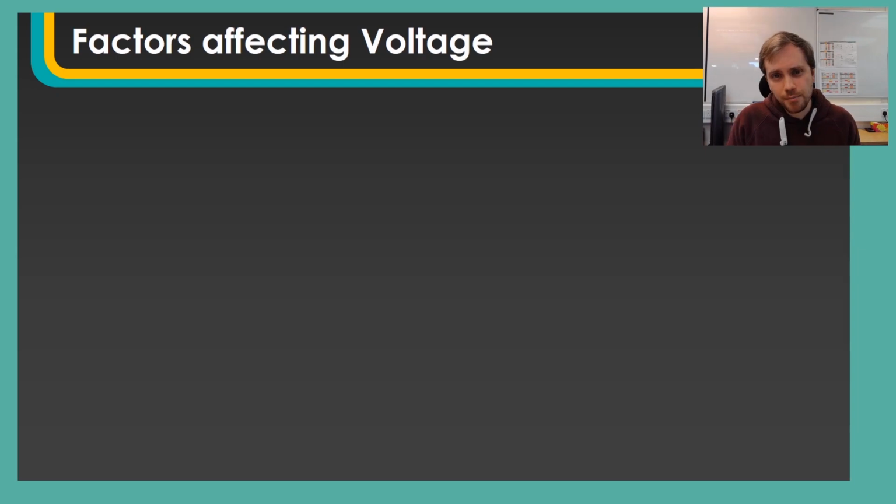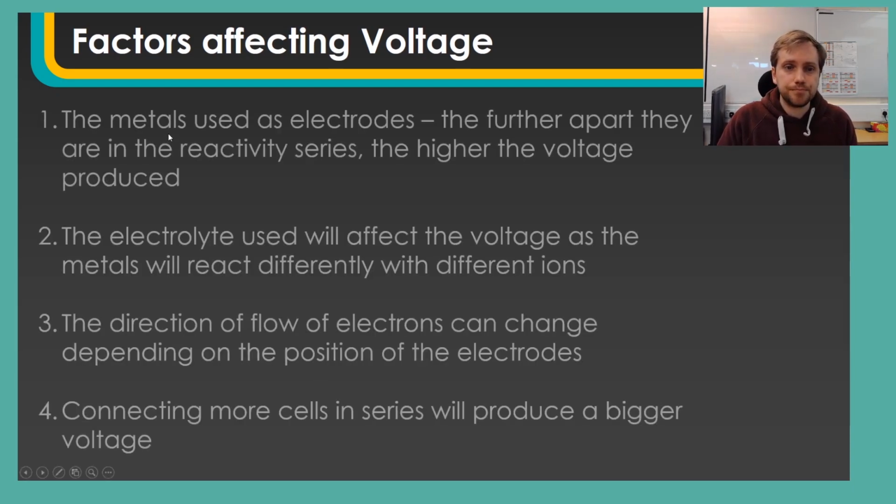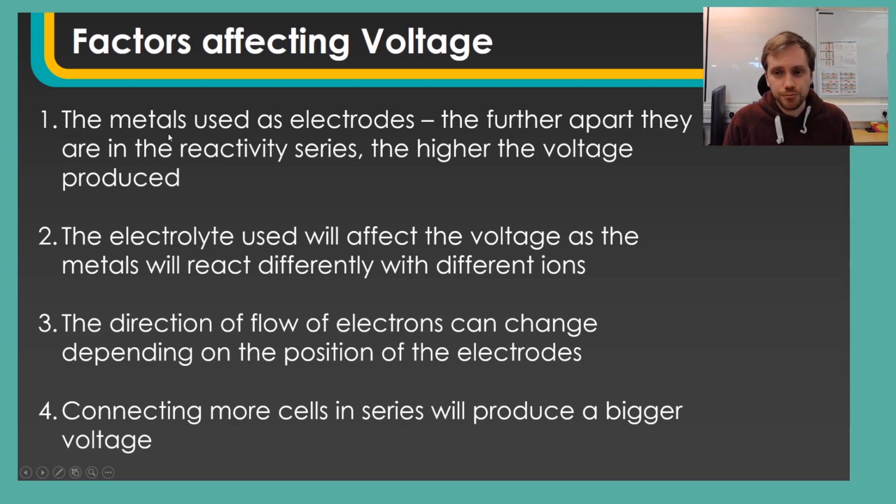The next thing we're going to think about are some factors that affect the size of the voltage, the magnitude of the voltage that's induced. So the first of those factors is that the metals we use, if they are further apart on the reactivity series, so if there's a bigger gap between them, then you get a higher voltage induced. If they're very close together on the reactivity series, the voltage induced is much smaller.